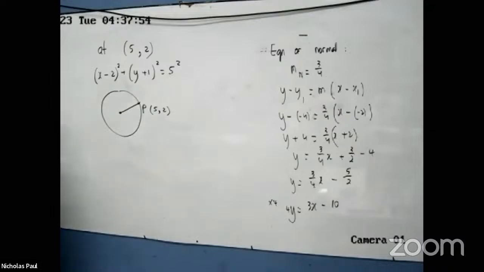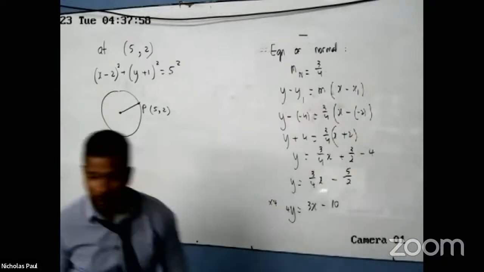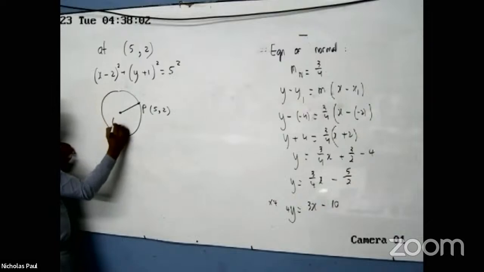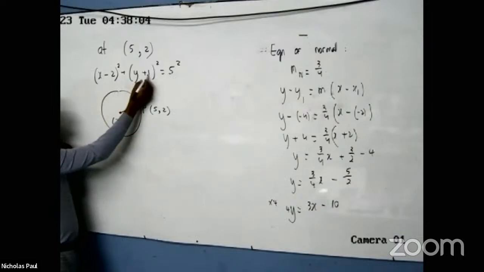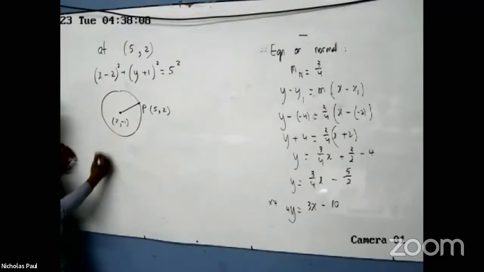What did you all get for the center? (2, -1), correct. Here it is negative 2, so positive 2. Here is positive 1, so it'll be negative 1. Then the gradient.